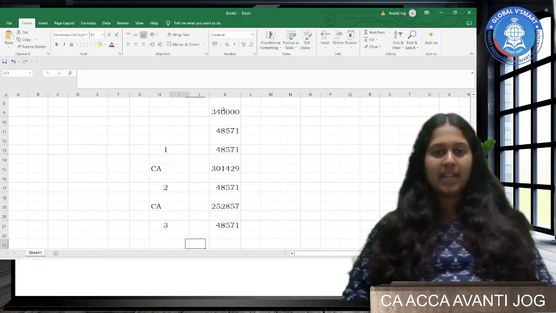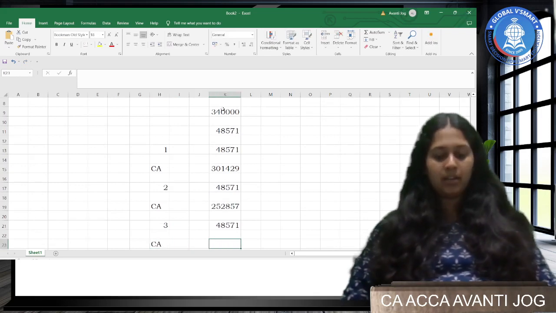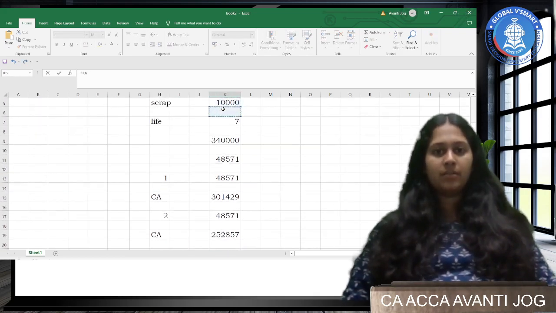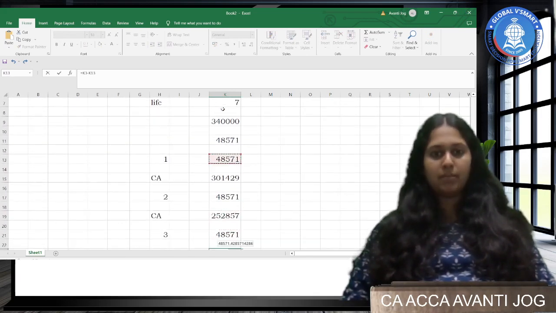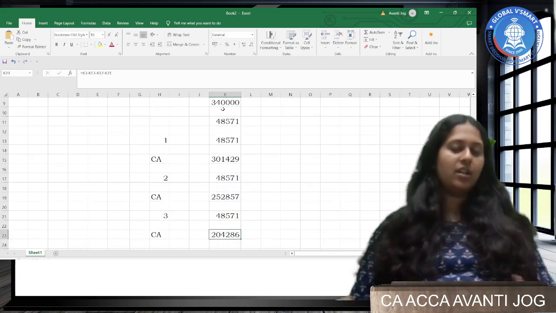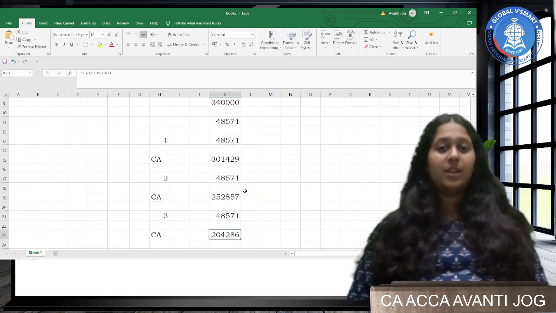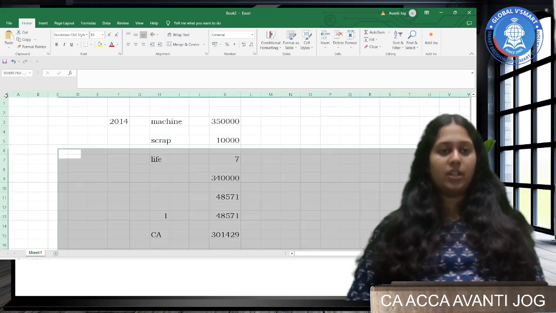Year 3 mein same amount, carrying amount again, original cost minus year 1 ka depreciation minus year 2 ka depreciation minus year 3 ka depreciation. Okay, so on and so forth. So that is how we use the historical cost model.